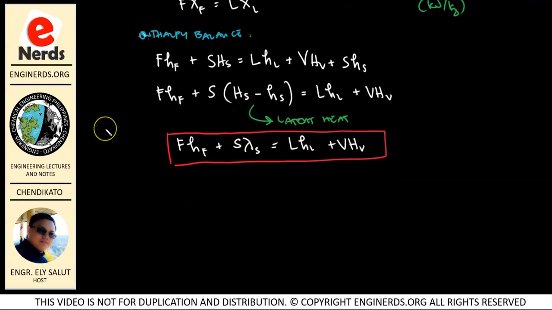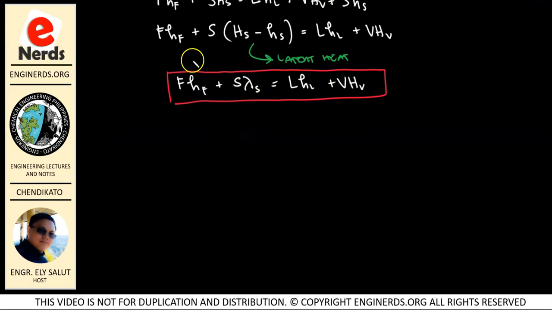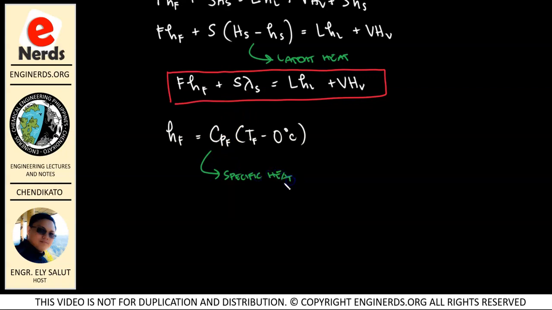Now this is not over yet, no, so let us identify itong ating enthalpy sa ating feed. Our HF here is actually equal to the CP in our feed times the temperature in our feed minus 0 degree Celsius. Now, what are these values? Itong ating CPF, this is the specific heat of the feed. Then, TF is the temperature of the feed.